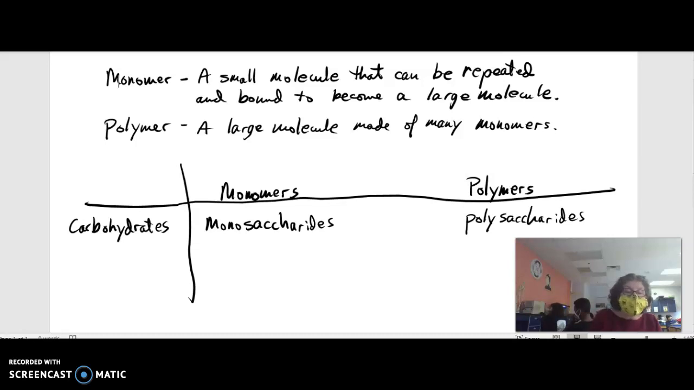And then you can talk about the examples of each. So examples of monosaccharides, the most famous one we've talked about is glucose, which has 6 carbons and 12 hydrogens and 6 oxygens. That's one example of a monosaccharide. There are others. Fructose is also a small carbohydrate. And so is galactose. That's another one.